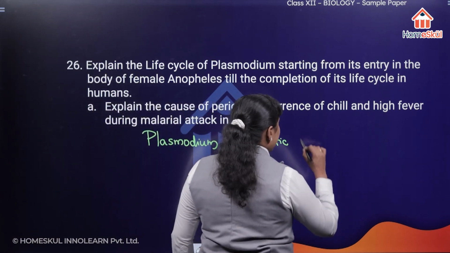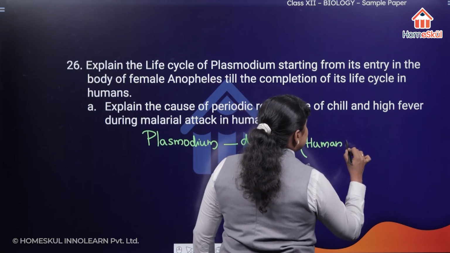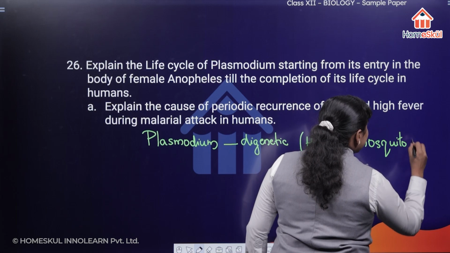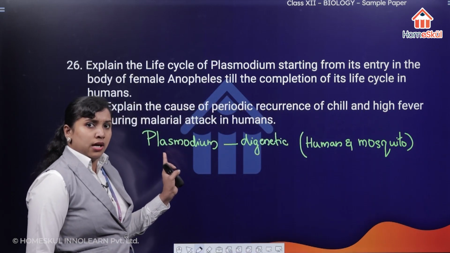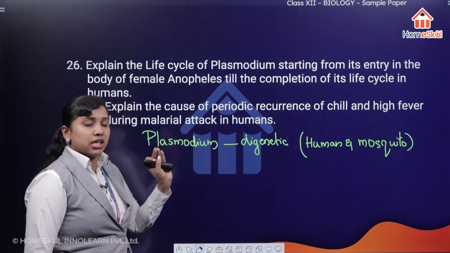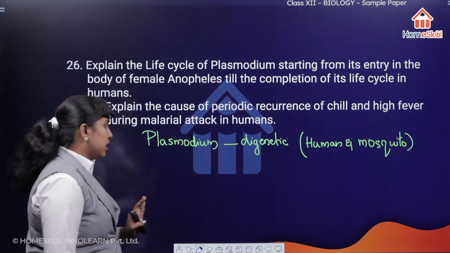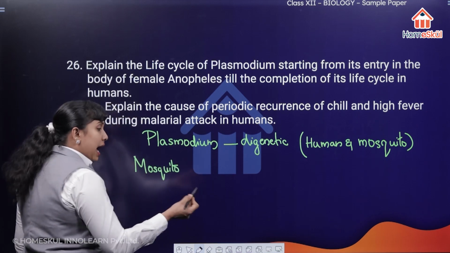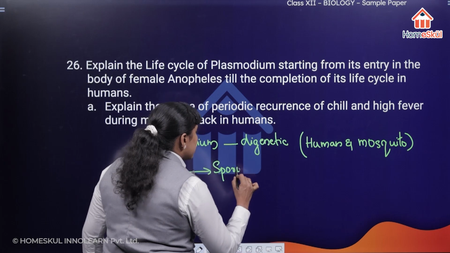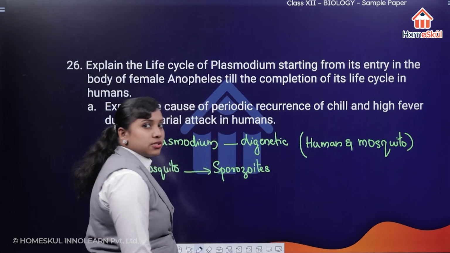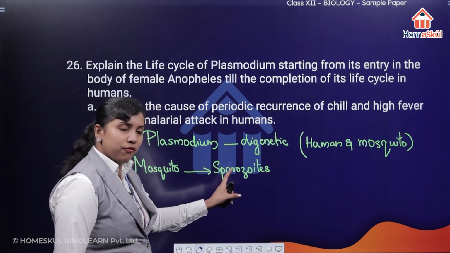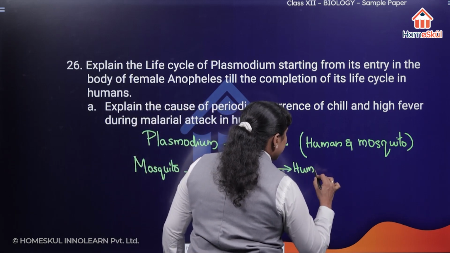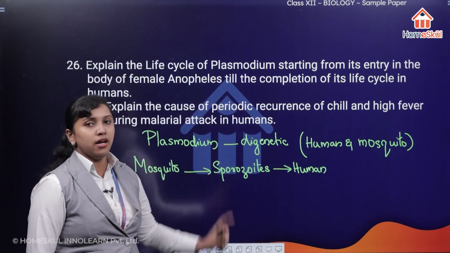It needs 2 hosts, isn't it? One is human and the other is mosquito. So, basically they require 2 hosts to complete its life cycle. Okay, so when an infected mosquito is biting a healthy person, we know that the saliva of the mosquito will have sporozoites of the Plasmodium. Sporozoite is a larval form. Sporozoites of the Plasmodium are injected into a human body.